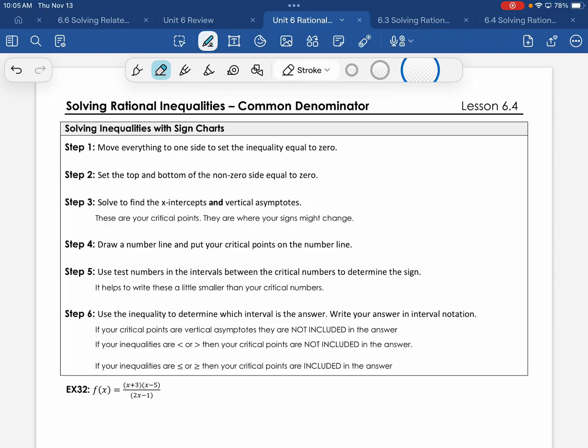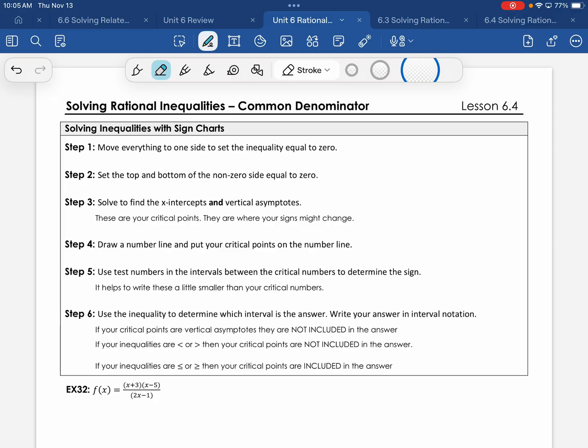All right, so step 1, we're going to move everything to one side. We have to make it equal 0, just like when you're normally solving. And we are going to set the top and the bottom of the fraction equal to 0. These are going to be the instances where your rational function is going to switch from either positive to negative or negative to positive. Then we'll draw a number line, and we're going to use some test numbers to figure out what's going on in my intervals. I know it might not make a lot of sense right now, but as we do examples, I think it will.